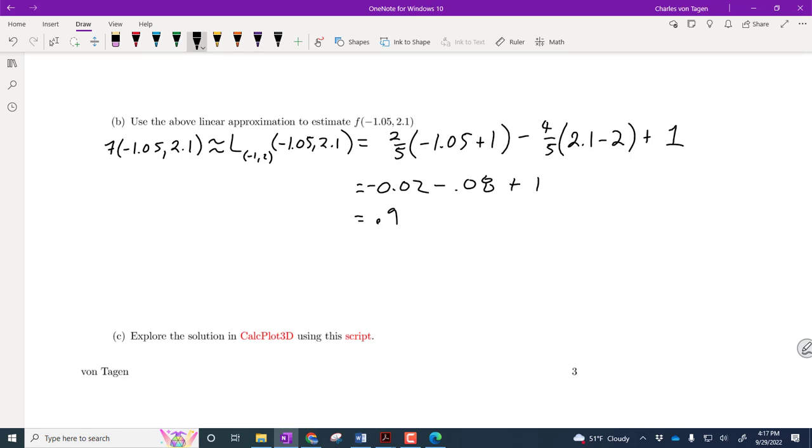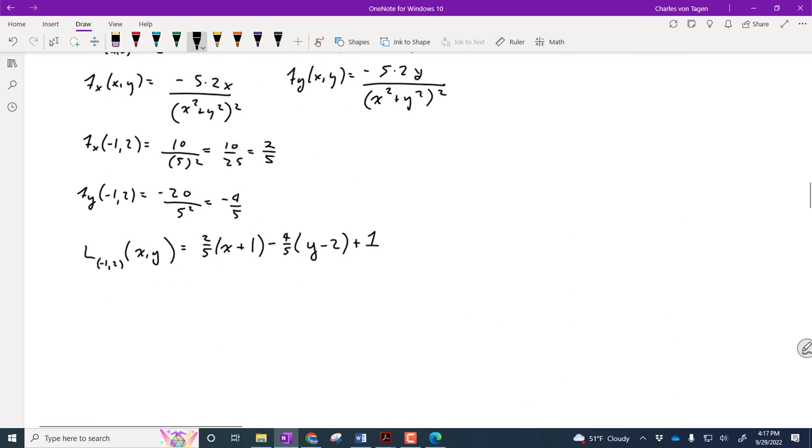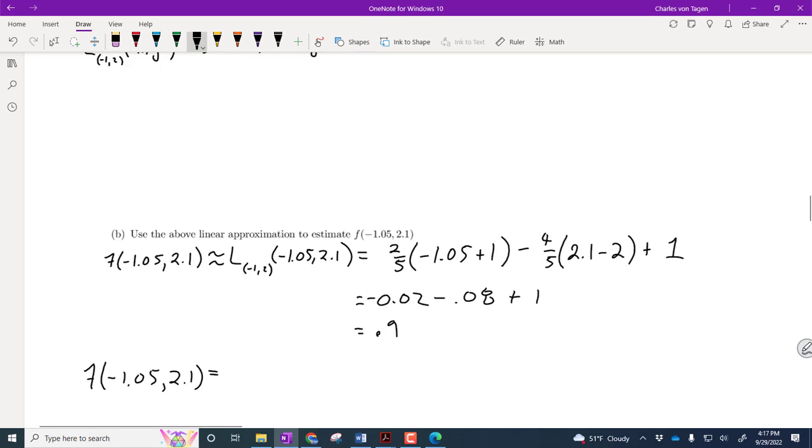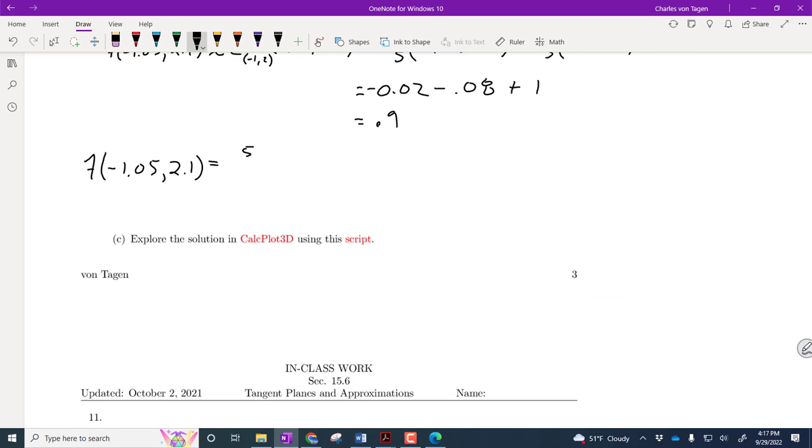Let's see how we did. In your calculator, take the actual function. I guess the important thing to recognize is this is a nonlinear function, and we're going to plug in 5 over 5 divided by negative 1.05 squared plus 2.1 squared, and approximately, just approximately what do we get?